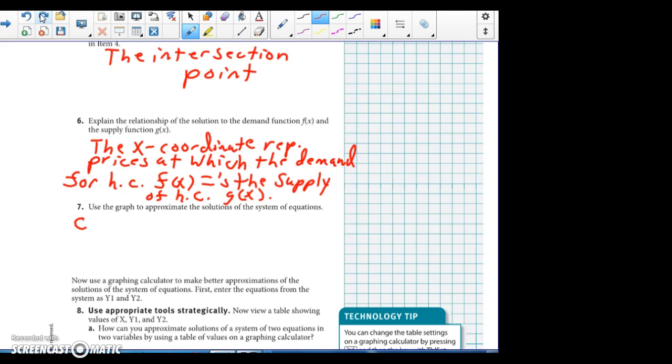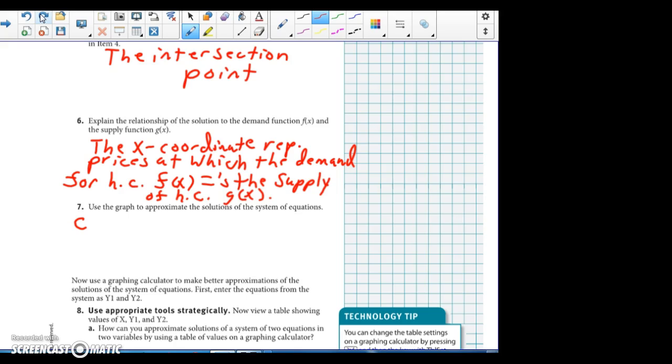Now, here's what they're wanting you to do. Look only at the graph on number 7, just looking with your eyes, not pressing any buttons, no cheating. It's an approximation, not an exact answer. Approximate the solution of this system of equations. How many places do they intersect?